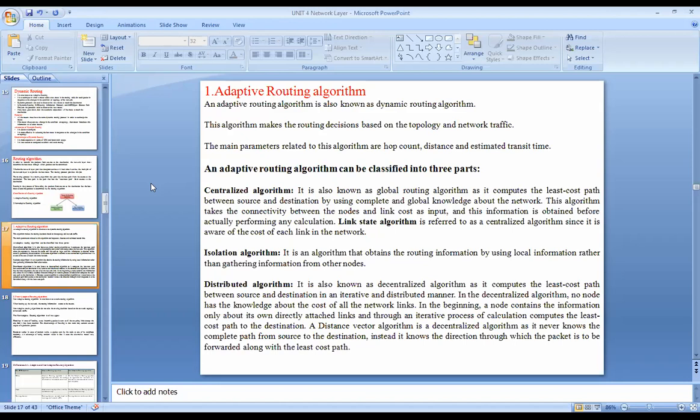Means what? We have seen a number of topologies in unit number 1: star topology, mesh topology, bus topology, tree topology. Which is the main topology we are using nowadays? That is the star topology. Depending on these topologies, it is going to consider the network traffic. Network traffic is nothing but how many routes have been assigned to the particular topology.